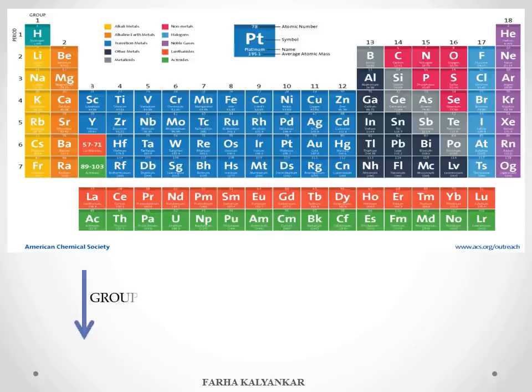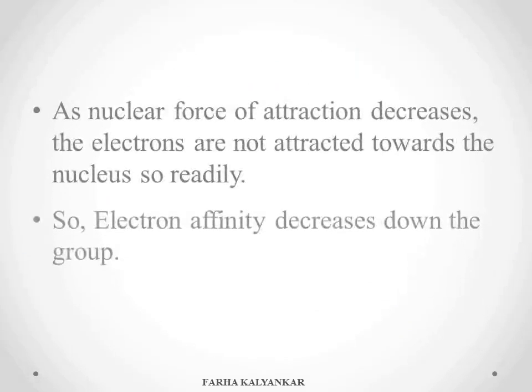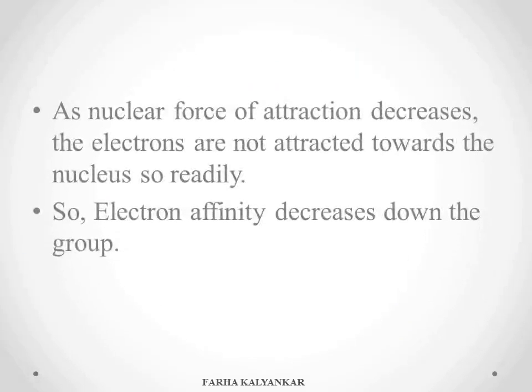If we go down a group from top to bottom, electron affinity goes on decreasing. As the nuclear force of attraction decreases, the electrons are not attracted towards the nucleus so readily. So, electron affinity decreases down the group.